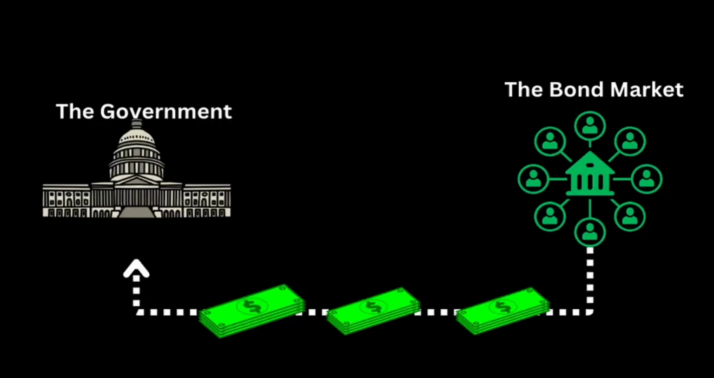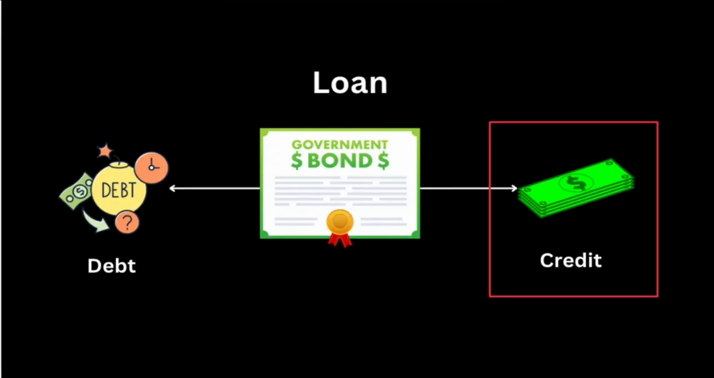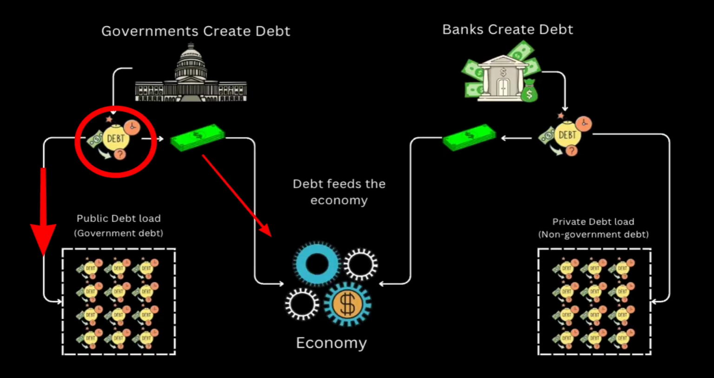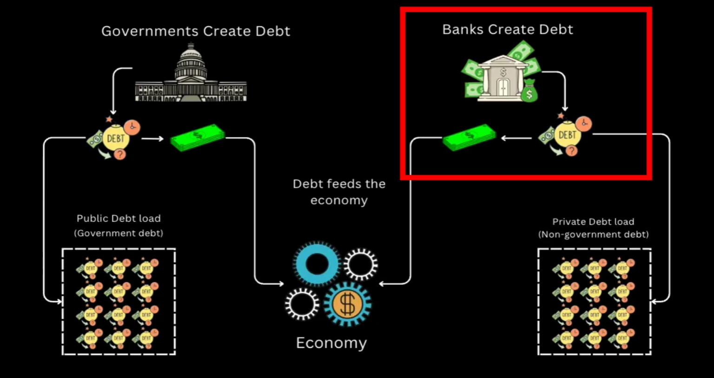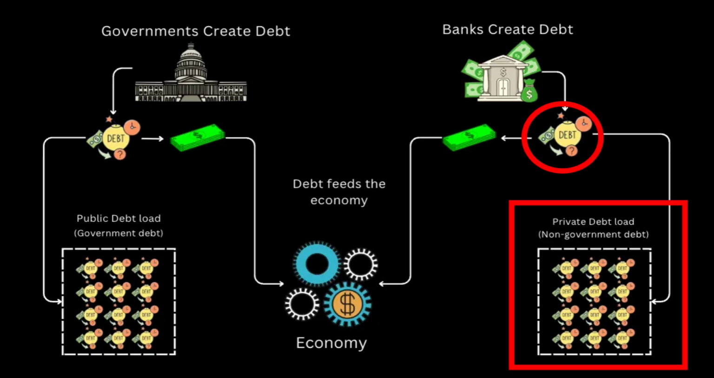Governments borrow money by issuing government bonds to the market. They are basically creating a loan with a credit and a debt attached. The credit is spent into the economy while the debt burden grows. This is government debt, also known as public debt. Now, banks also create loans with consumers and businesses. Those loans yield credits that are spent into the economy while the debt burdens grow. This is non-government debt, known as private debt.